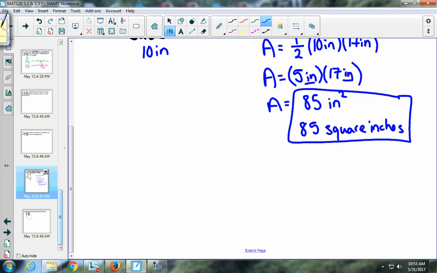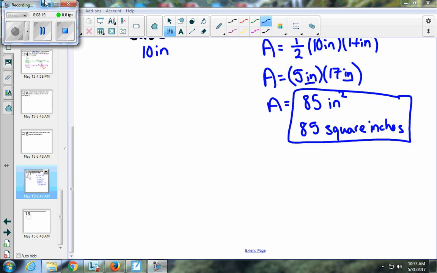That is where we are going to stop for our sections 5.2 and 5.3.